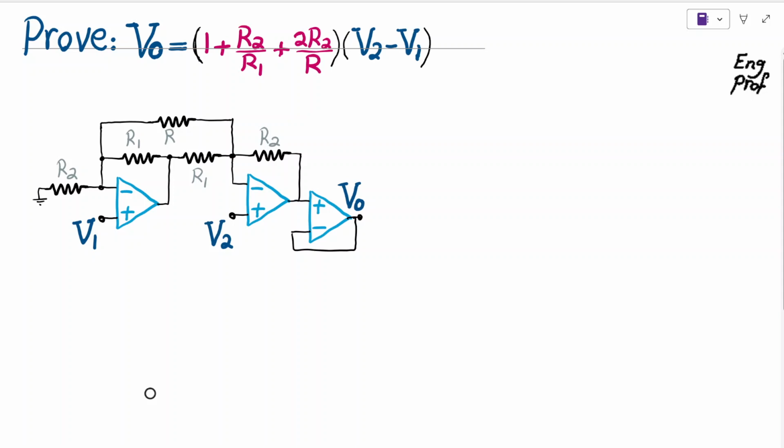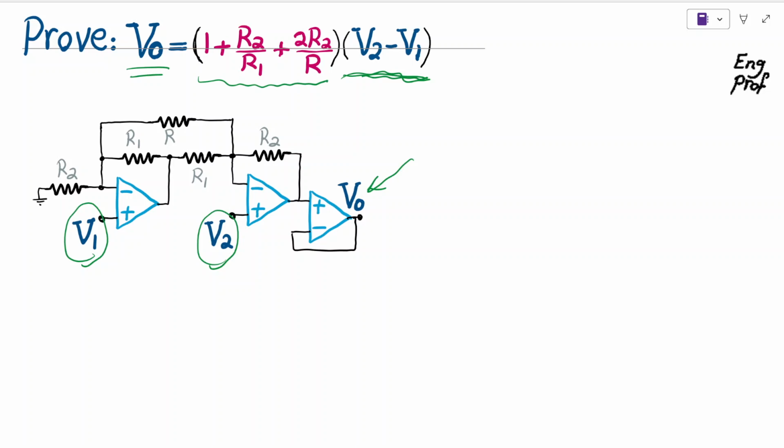Prove that the active circuit shown here is a difference amplifier, with a relationship between the output Vout shown here and the difference of the two input voltages V1 and V2, in such a way that the difference gain is the one that is shown in red color here. Okay, so to get to this, let's quickly just see what's going on in the circuit.